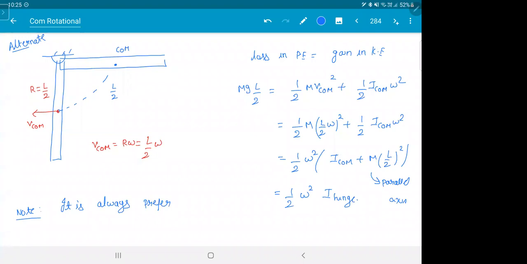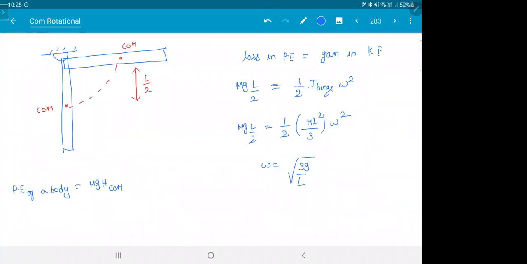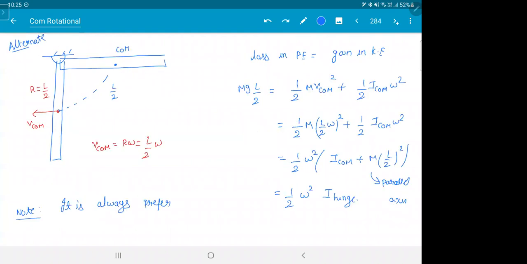Meaning this method is not wrong, but did you see what happened? You have to find V is L omega by 2, and substitute. There is more working. There are at least 3 steps more. Look at this thing. So we're trying to save the 2-3 steps.